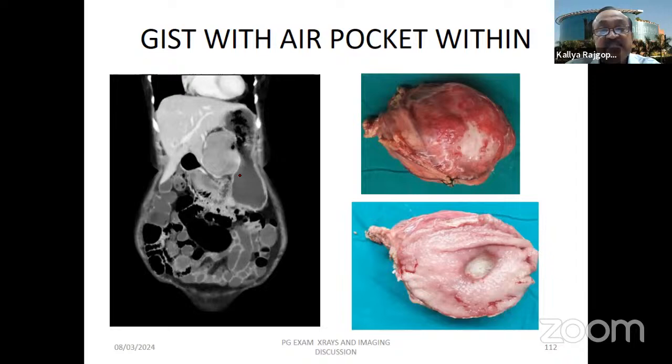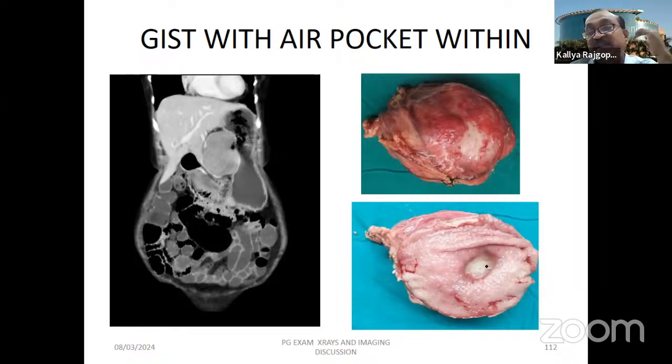Another interesting case, there's a contrast given. There's the stomach. You can see here a large tumor, and inside there's air. And this is the same specimen which we removed. You can see the specimen, actually a wedge excision. This is an open specimen of the stomach. You can see the rugae there, and you can see some kind of a crater.